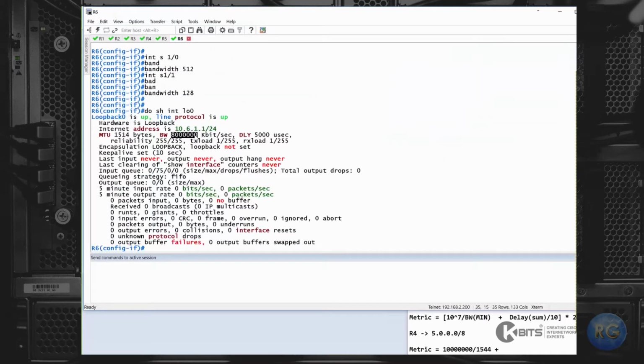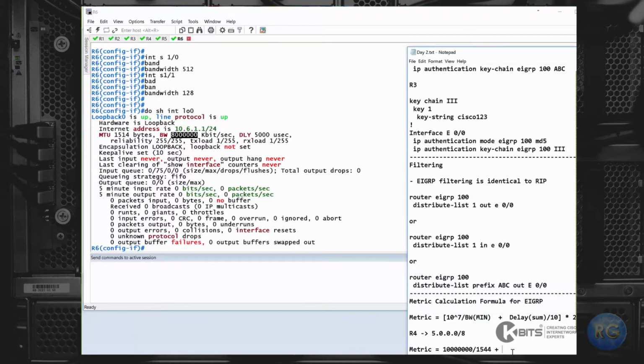This is the speed. The bandwidth of a loopback is very high, 8 million kilobits per second. So between the loopback and serial, definitely the minimum is the serial. So bandwidth minimum, you divide 10 to the power of 7, followed by delay sum.